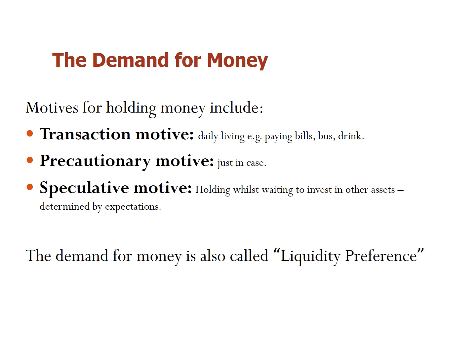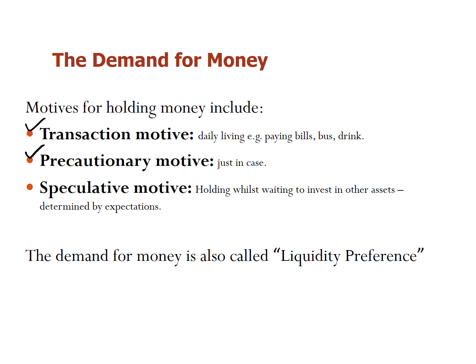Right. So why do people hold money? Let's look at what influences the demand for money. The motives for holding money include: one, your transaction motive. So daily living, paying your bills, getting the bus, buying a drink. Okay, you need money for daily living, for daily transactions, and that's your first motivation for holding money, your transaction motive.